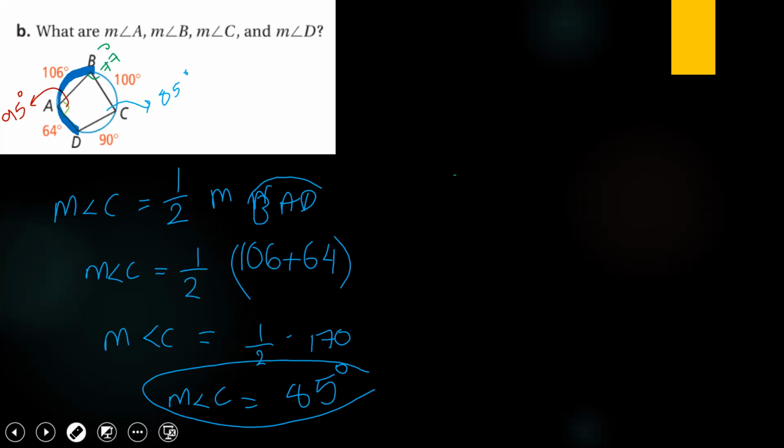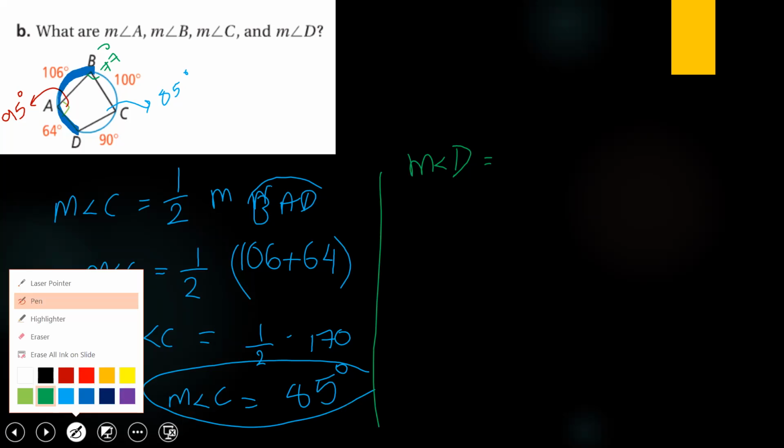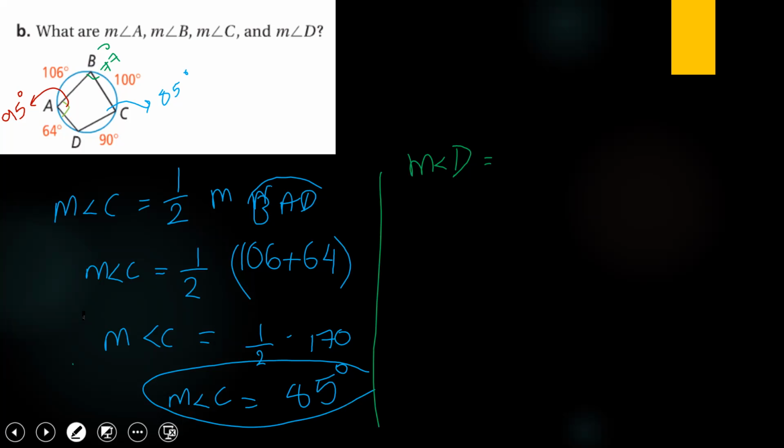Now I need to find the measure of angle D. To find the measure of angle D, we have two ways. What are the two ways? The first way is adding all the angle measures and subtracting them from 360. And the second one is using our theorem. So we can solve it in two ways. The first one, let's solve it using our theorem. This is angle D, and the arc is ABC. The two points A and C, so this will be its arc.